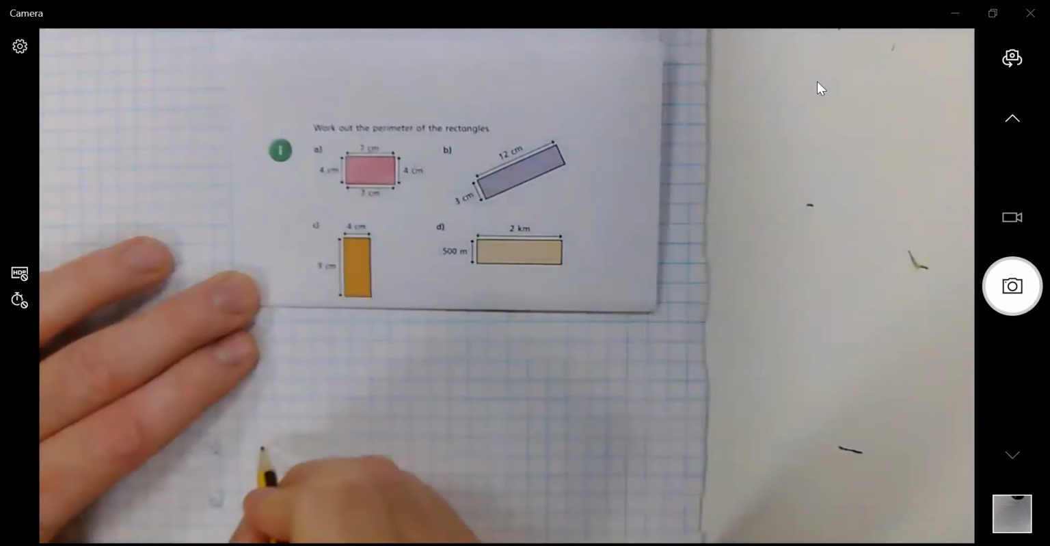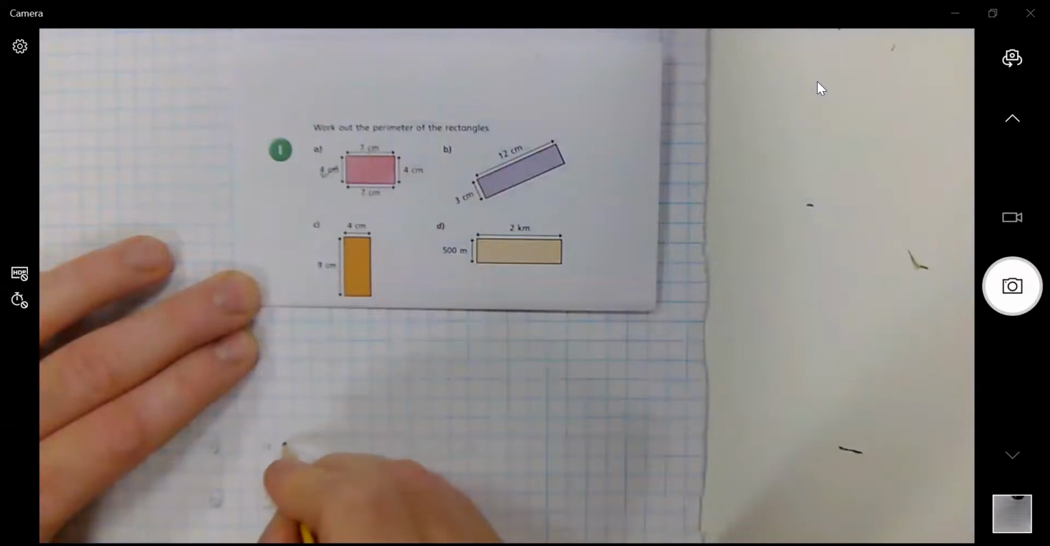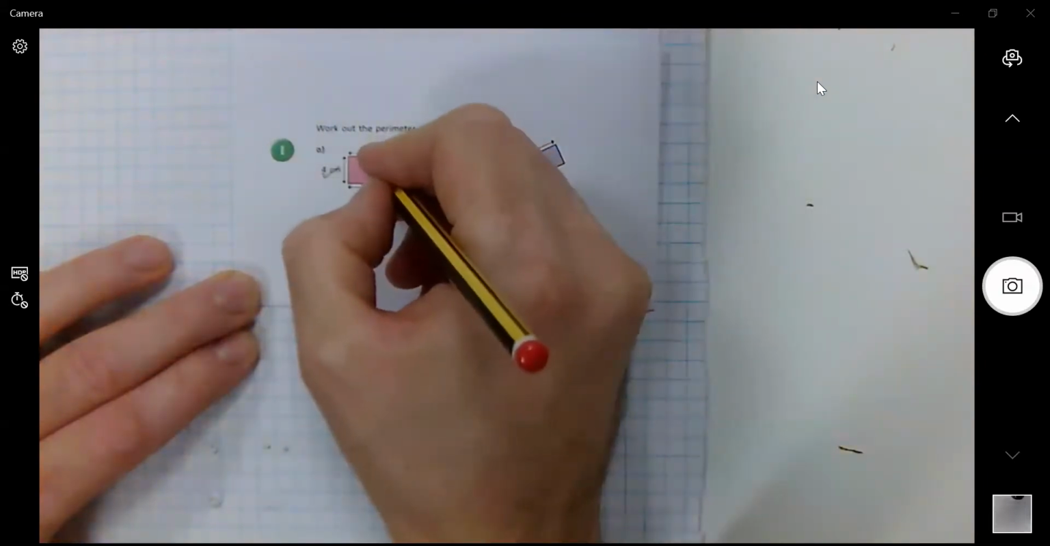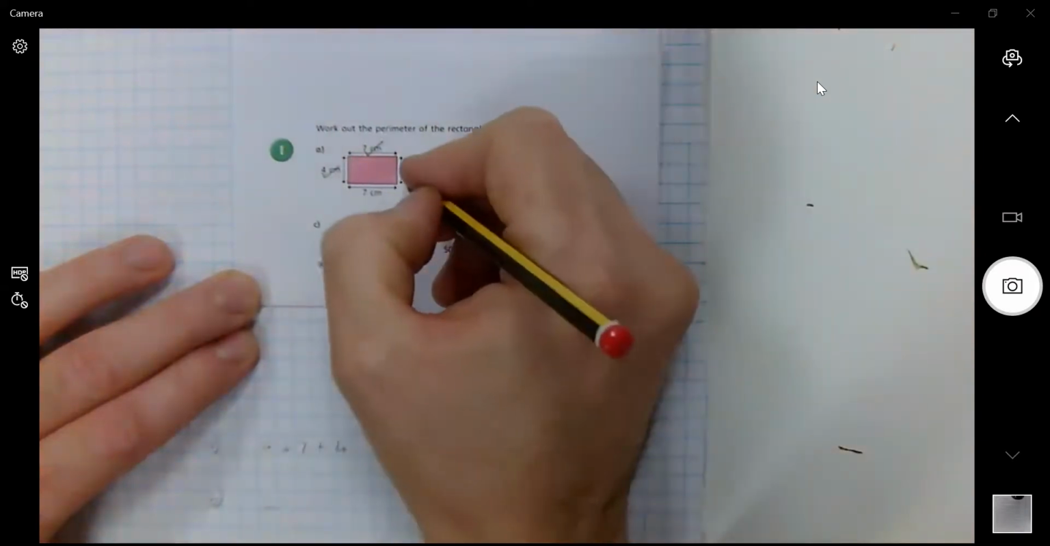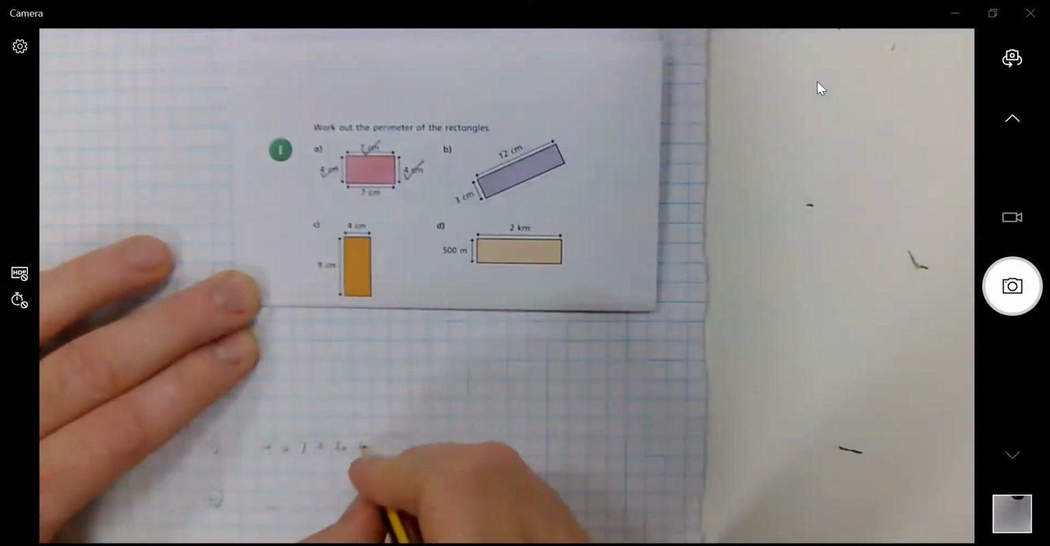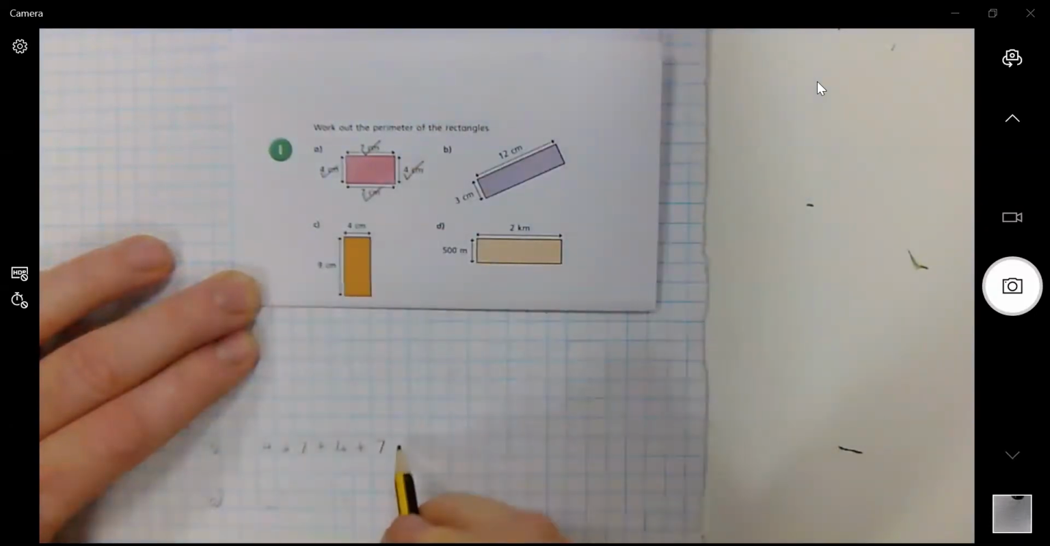So to work these out, I'm going to do 4. I'm going to tick that off so that I know that I've counted it. Add 7, tick that off, then I know I've got it. Add 4, again, ticking it off as I go. Add 7, I'm going to tick that off as well. Now all I need to do is add them together. So I've got 4, add 7 makes 11, add 4 makes 15, add 7 makes 22.